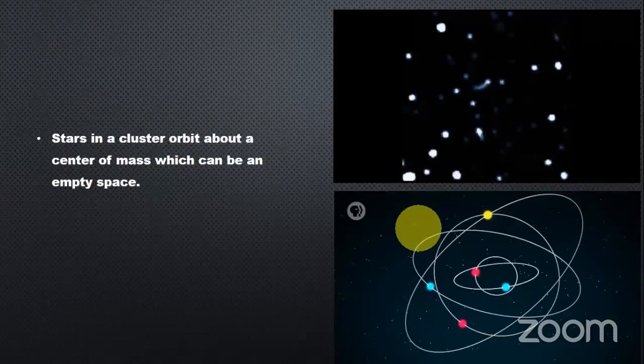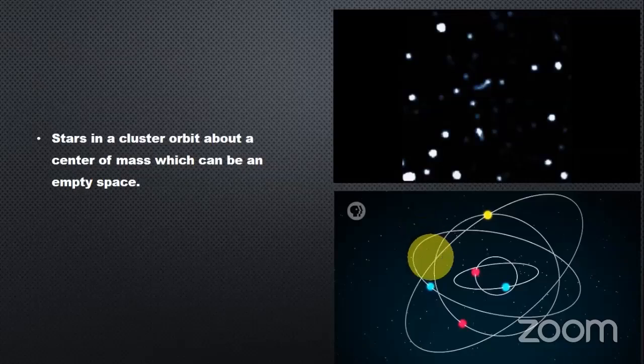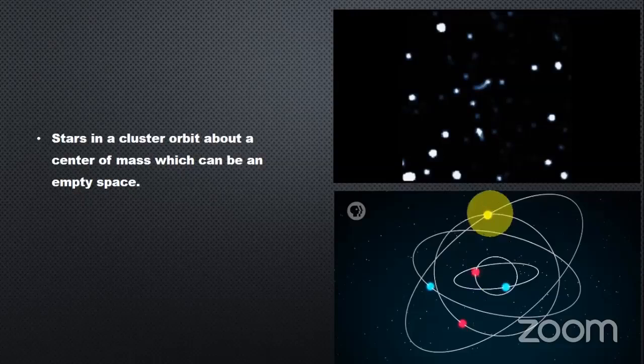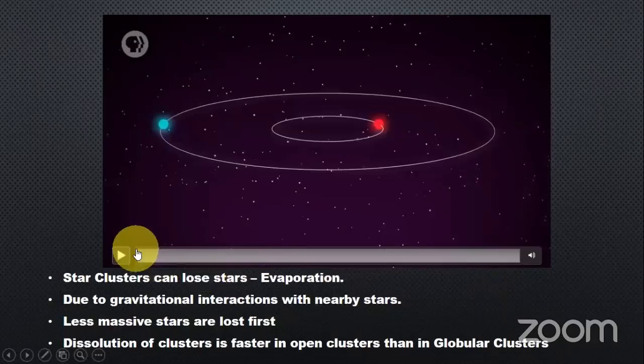Even our galaxy, the Milky Way, orbits about the black hole at the center. Star clusters are different from those systems in that they do not have anything at the center that they are responding to. Rather, they are individually contributing to that center of mass. That is exactly what is happening. So here you have two stars.